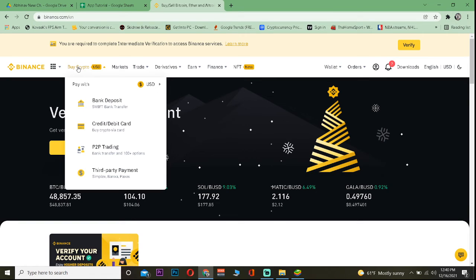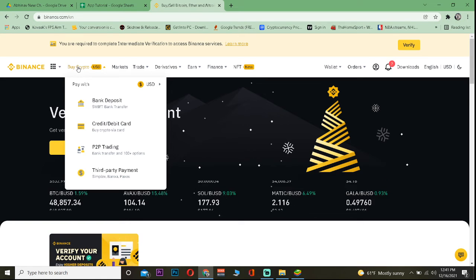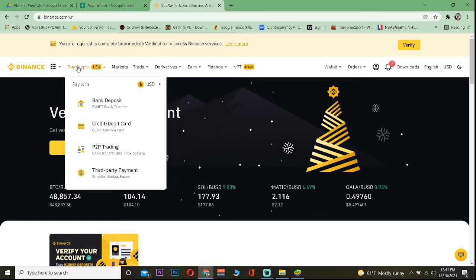And for credit and debit card, it's the same. You pull your money from your credit and debit card into your Binance and it automatically gets converted into Tether. And for P2P, it's the same thing. And for third party, you want to use any software like Cash App and other stuff to transfer in money over here and it gets transferred into Tether.